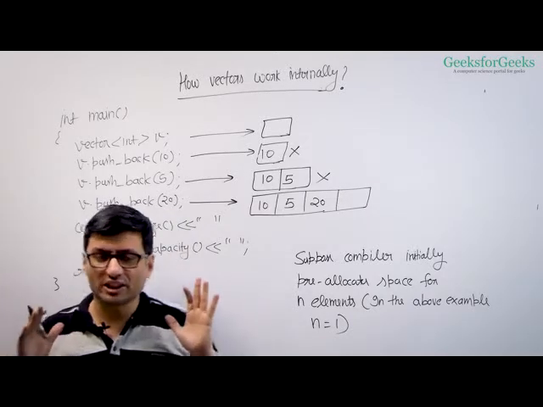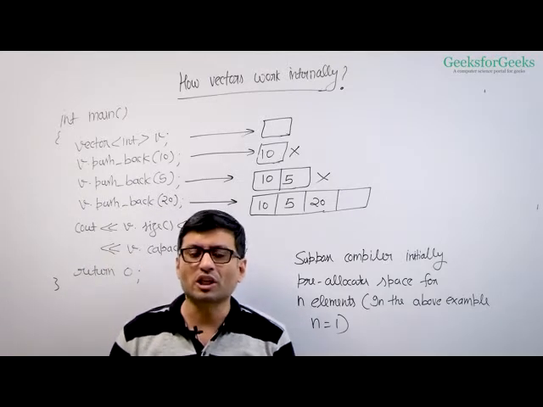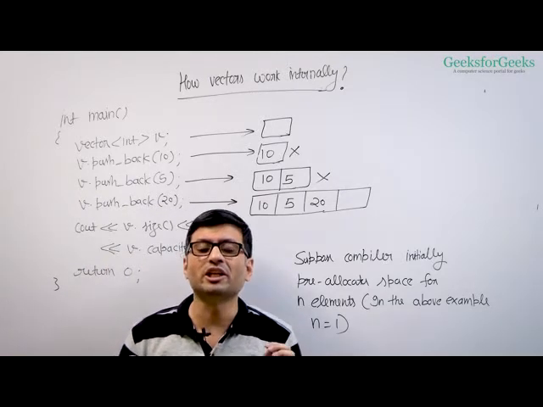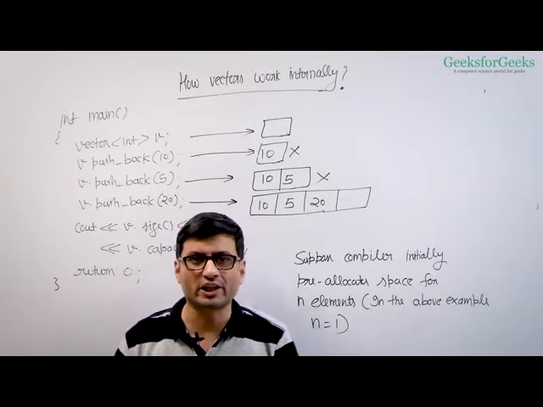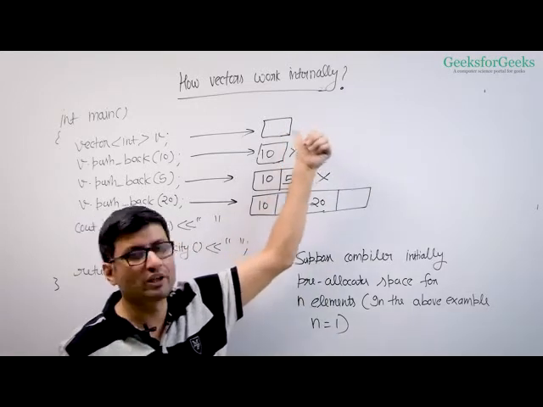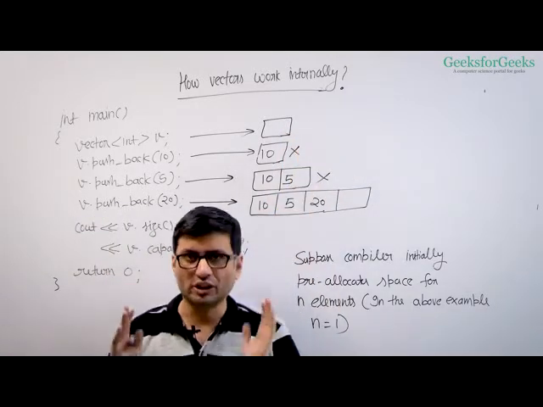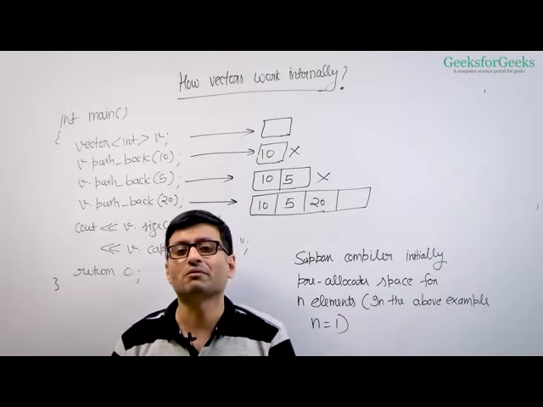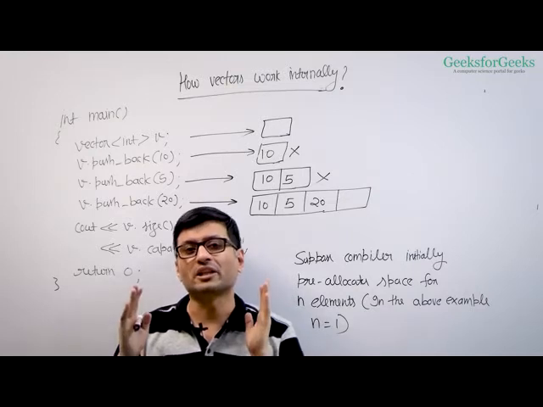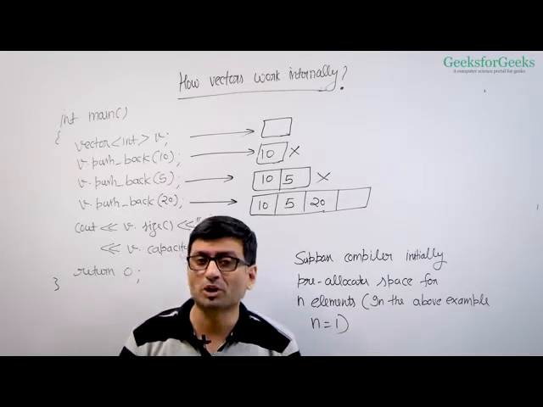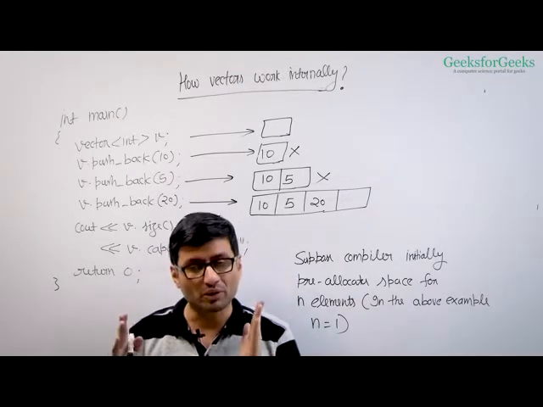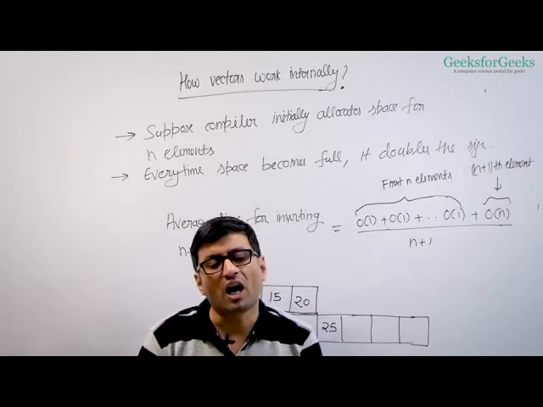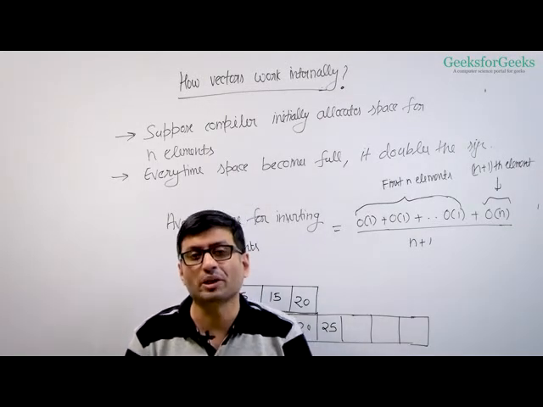But the basic thing is this: if you follow this basic idea that you initially allocate space for n elements, I have considered n as 1 here, and if the space becomes full, you double and copy, then we can prove that the average time complexity of the push_back operation is going to be big O of 1. Let us see how. How is the average time complexity big O of 1?